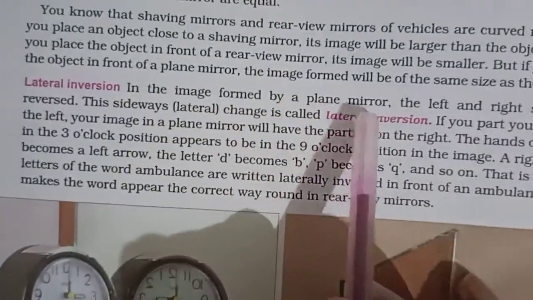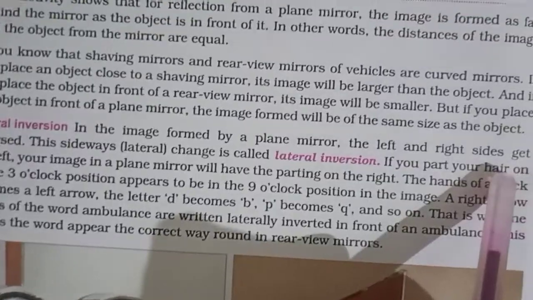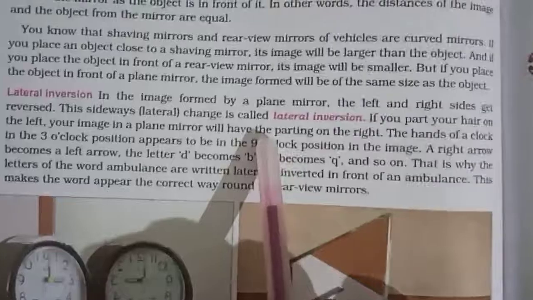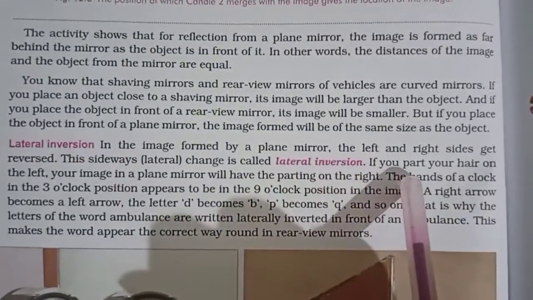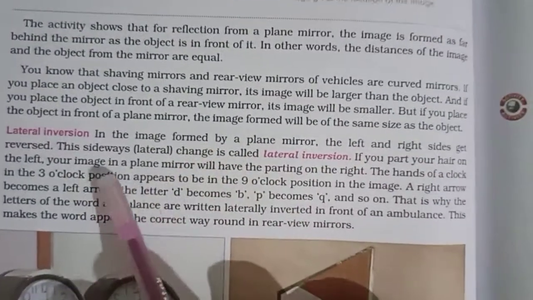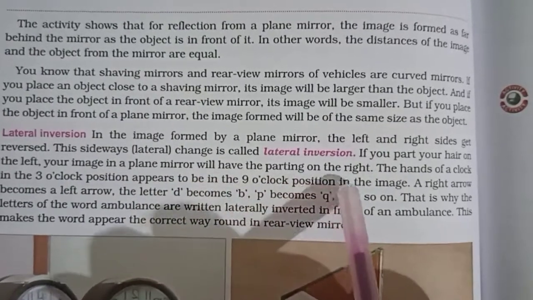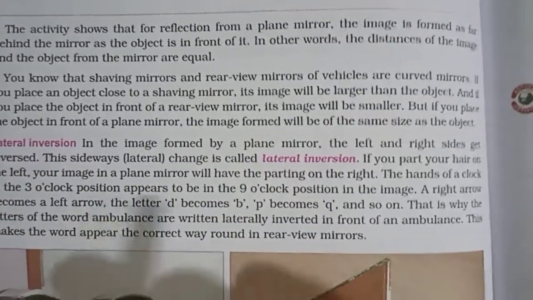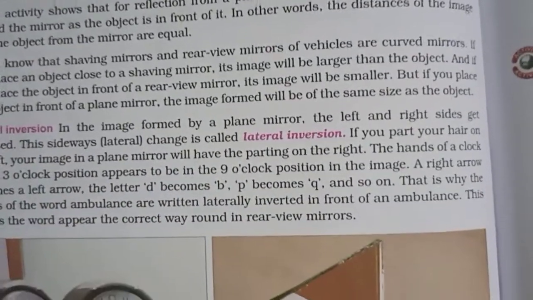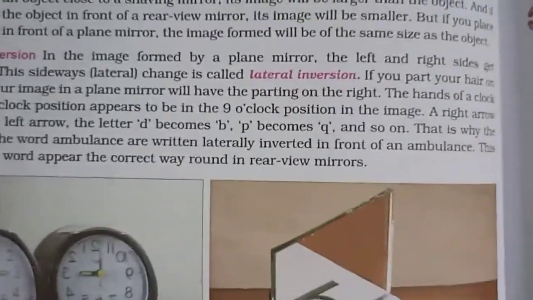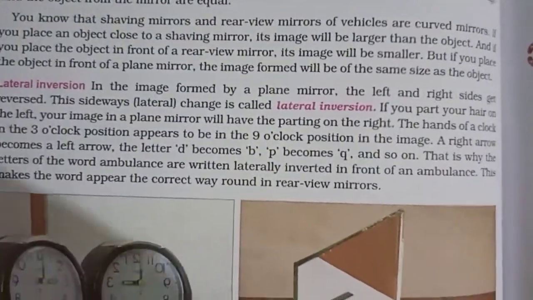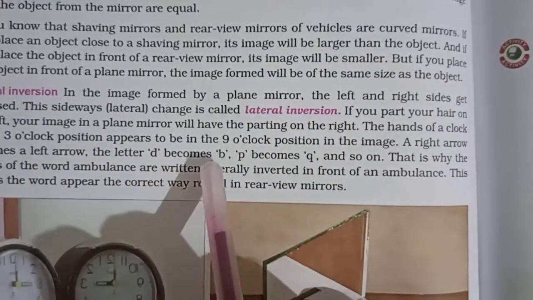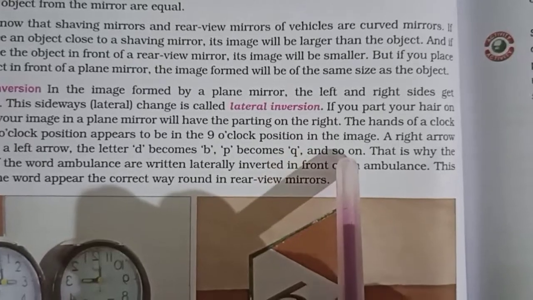In the image formed by a plane mirror, the left and the right hand side get reversed. The sideways lateral change is called lateral inversion. If you part your hair on the left, your image in a plane mirror will have the parting on the right. When we comb our hair, we part our hair. So the hands of a clock in 3 o'clock position appear to be in 9 o'clock position in the image.